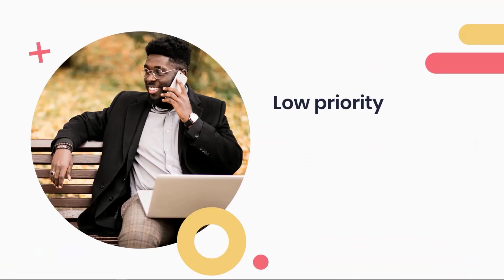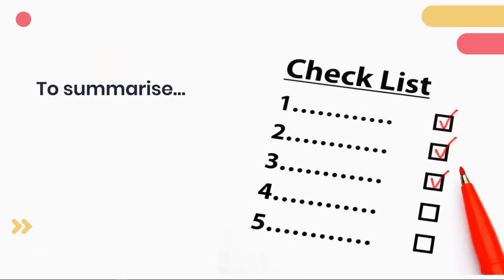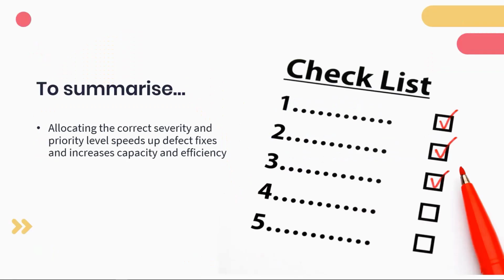Low priority defects are typically not much of a bother and can be dealt with when there is time for them. They don't adversely affect the software package, and the stakeholders are concerned by the bug but don't really put pressure on it to be fixed. Allocating the correct prioritization and severity levels speeds defect fixes and increases the overall capacity and efficiency of the testing system, which in turn streamlines the whole testing process. This is crucial for the milestones and deadlines of the project.